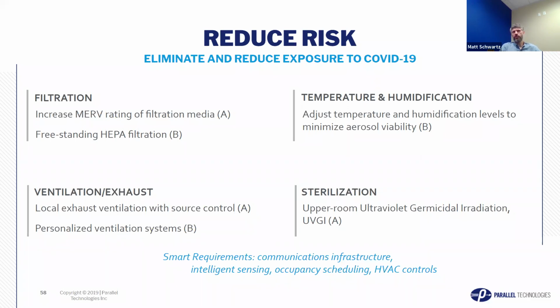What you see up here, filtration, ventilation, exhaust, temperature and humidification, sterilization, all of these recommendations come directly from ASHRAE's position paper on the topic. And each of these are an opportunity to install intelligent components inside the building. So for each of these, filtration, ventilation, exhaust, sterilization with the UVGI stuff, and adjusting temperature and humidity, each of these requires some level of building intelligence, whether it's communications infrastructure, intelligent sensing, IoT sensors, occupancy scheduling, or HVAC controls.